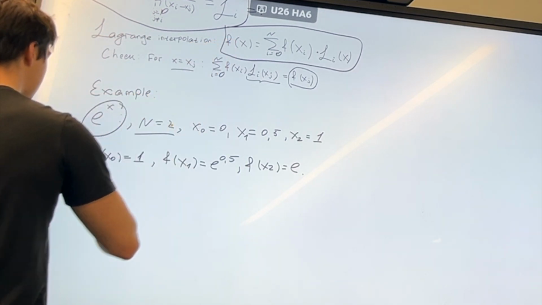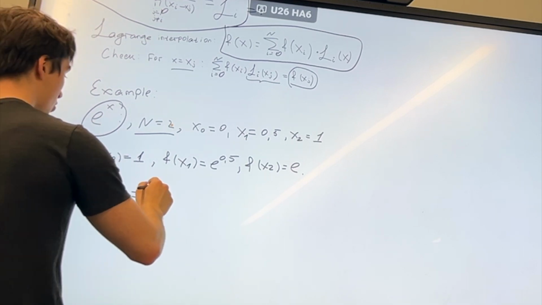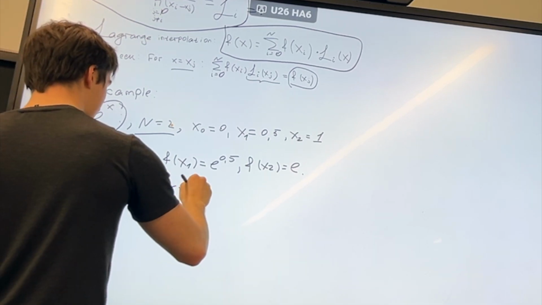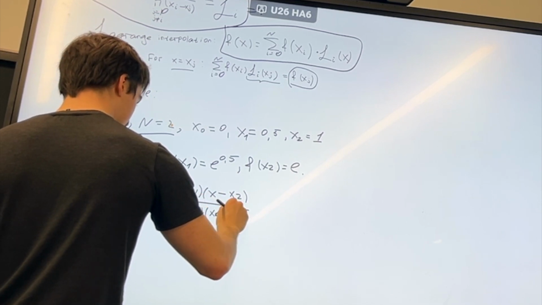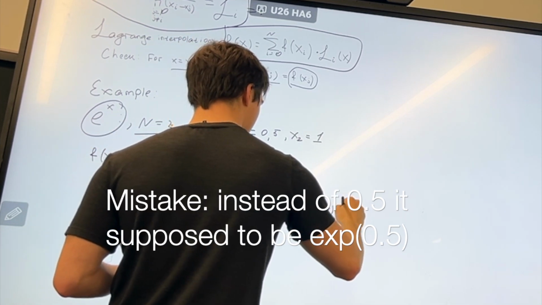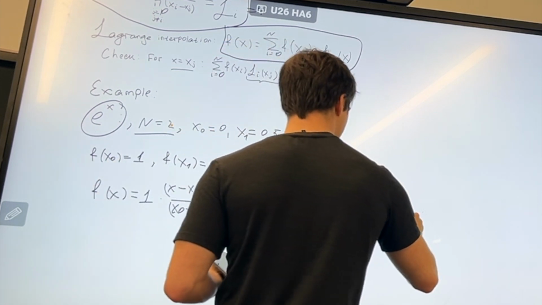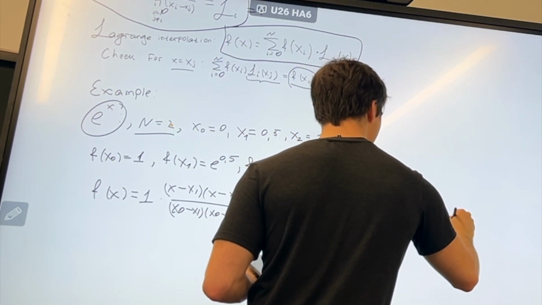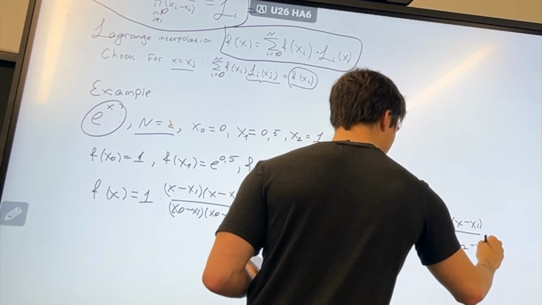And now let's fit our interpolant. This will be equal to 1 times (x minus x1)(x minus x2) divided by (x0 minus x1)(x0 minus x2), plus f of x1 times (x minus x0)(x minus x2) divided by (x1 minus x0)(x1 minus x2), plus e times (x minus x0)(x minus x1) divided by (x2 minus x0)(x2 minus x1).